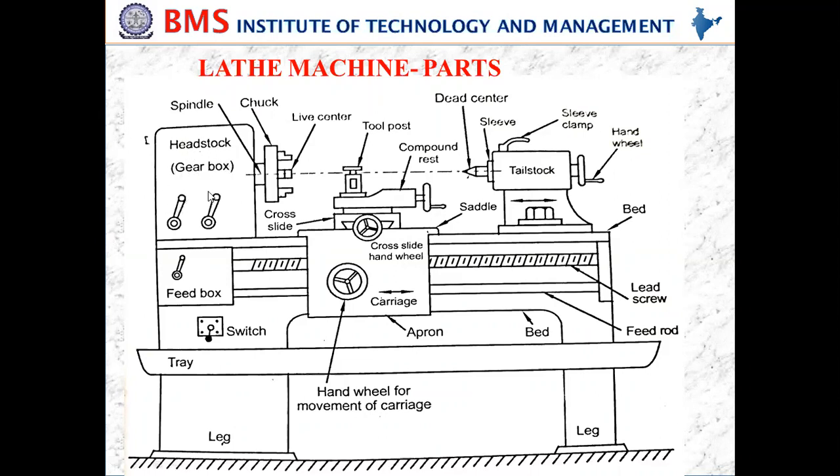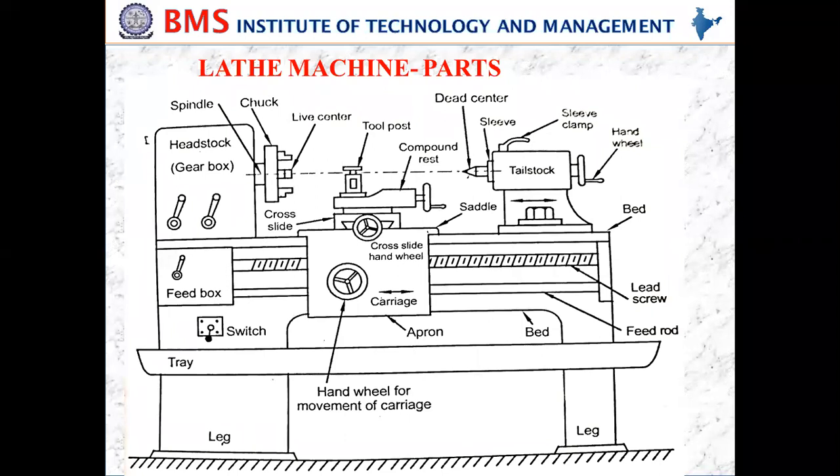The gearbox is inside the headstock, which is used to give the different spindle speeds. It contains the gears or pulleys by means of which the workpiece can be rotated at different speeds. So we can obtain the various spindle speeds by changing the gears or by changing the pulley belt.